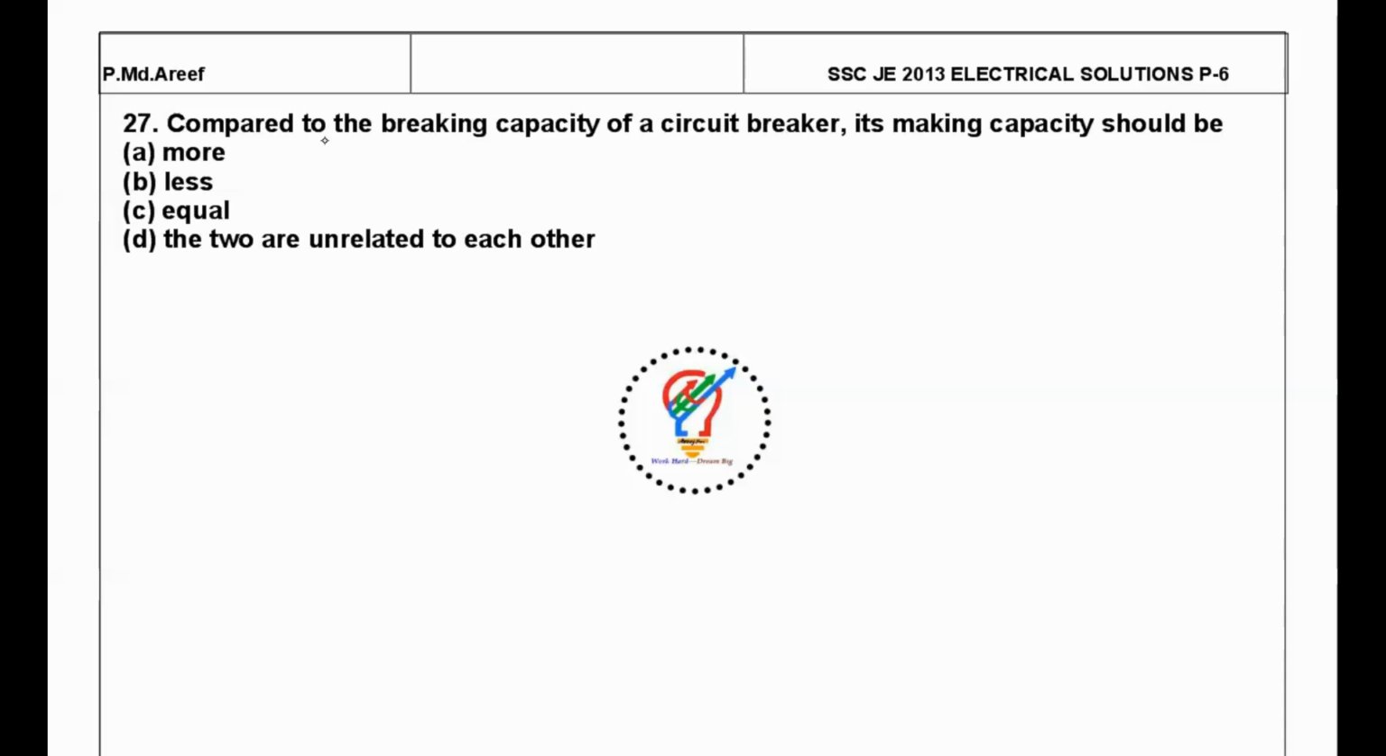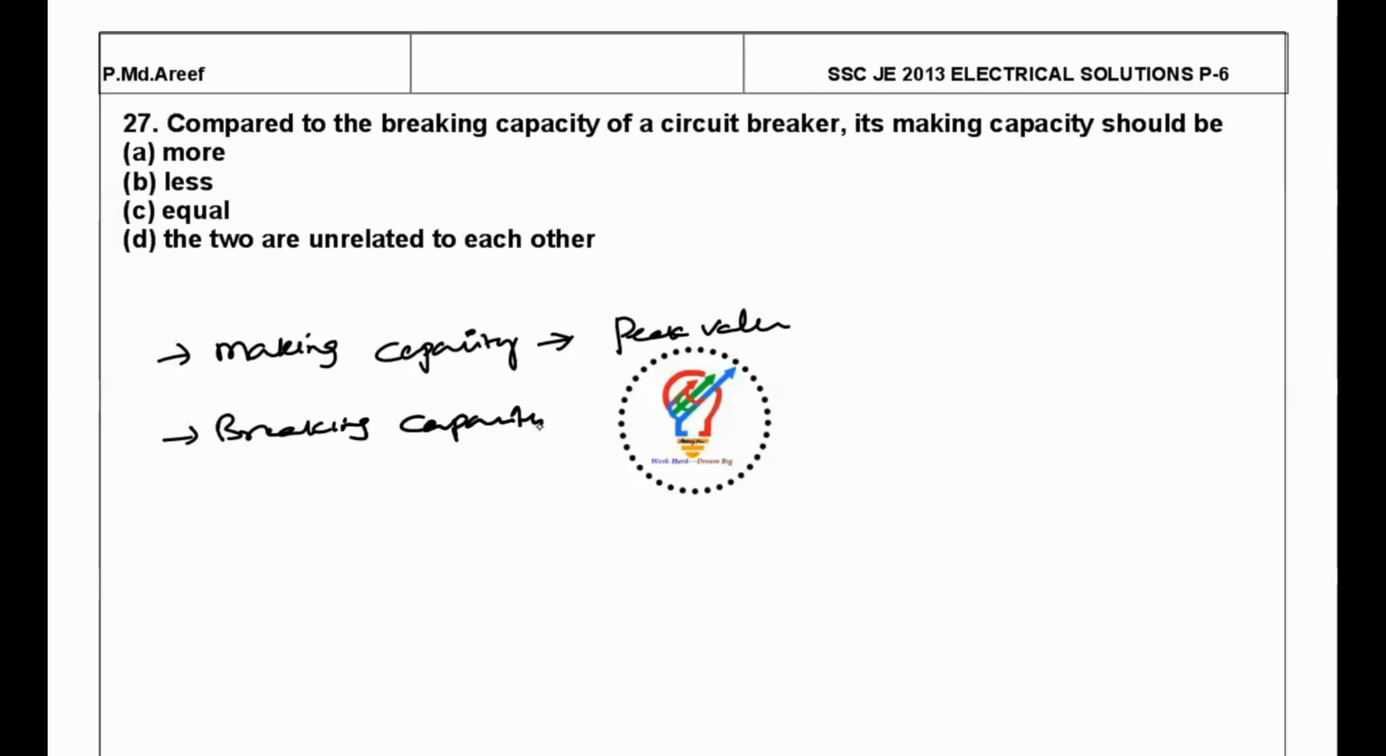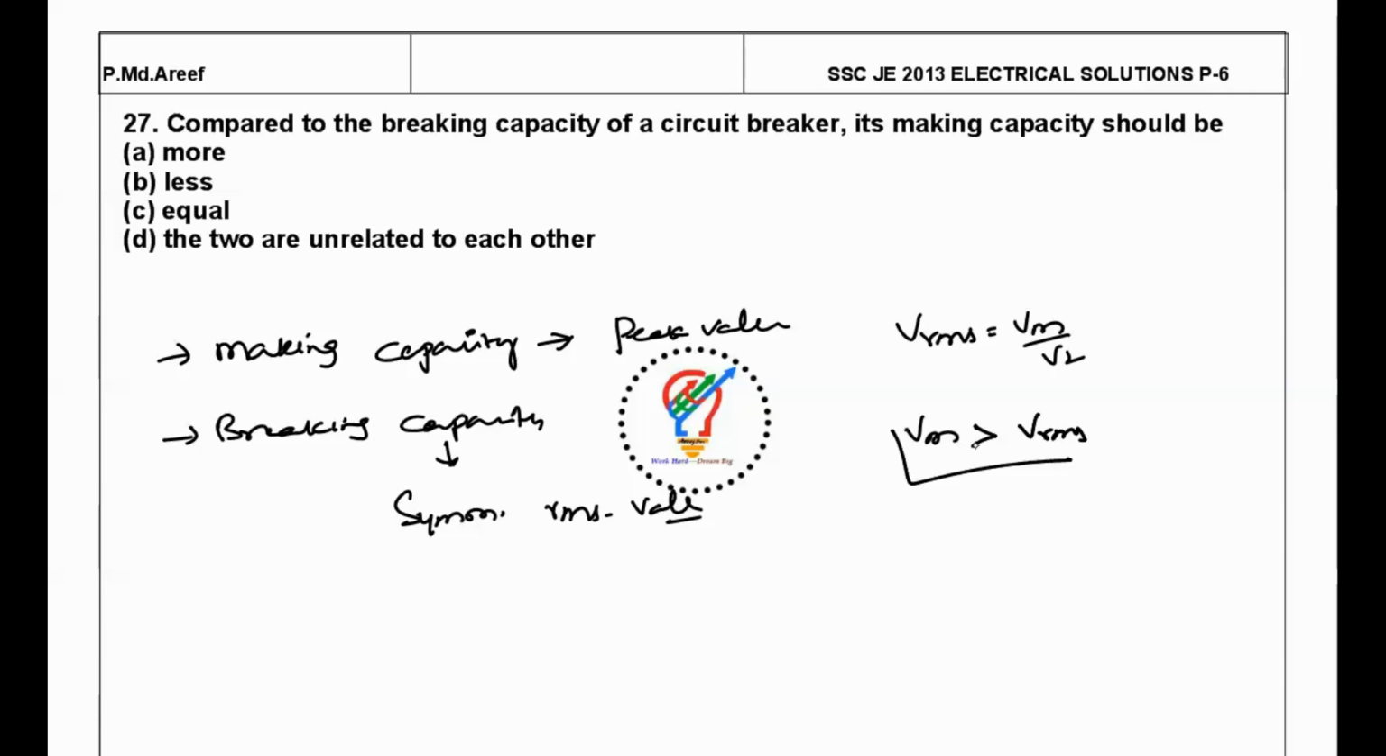The next question: compared to the breaking capacity of a circuit breaker, the making capacity should be. Here the making capacity is based on peak value, and breaking capacity is based on symmetrical RMS value. We know that Vrms is equal to Vm by root 2, so Vm is always greater than Vrms. Based on this concept, the making capacity should be more than the breaking capacity.